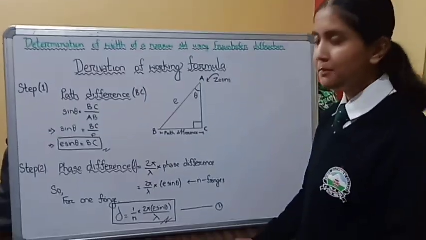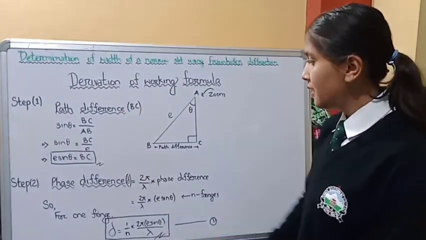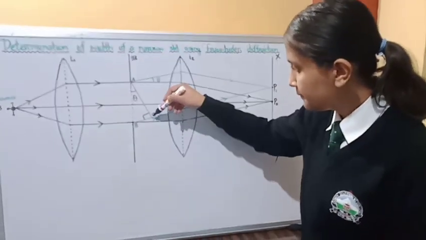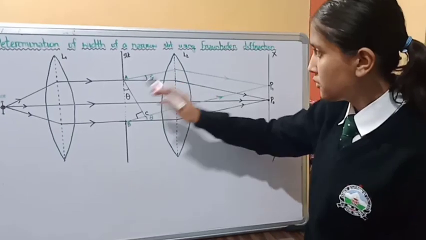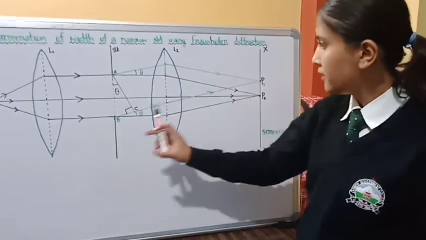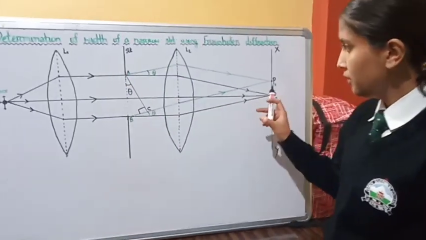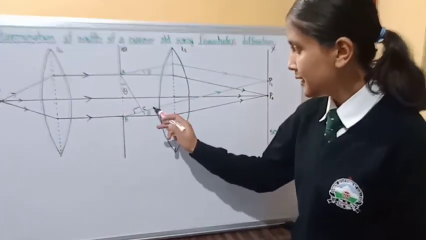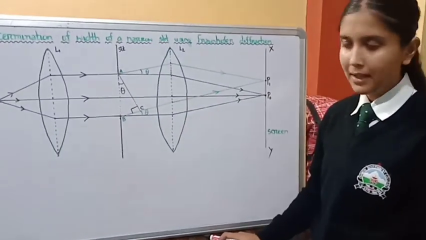Our first step is to find the path difference. For the path difference, we draw a normal AC. We drew this normal just to show that AP1 and BP1 are equal. So the leftover path, that is BC, will give us our required path difference.